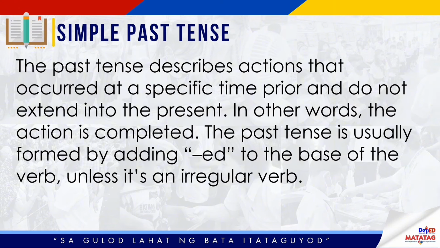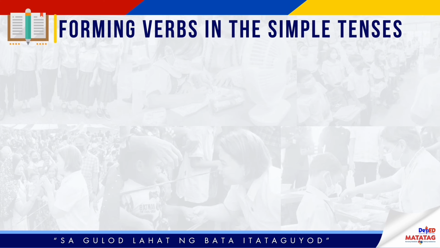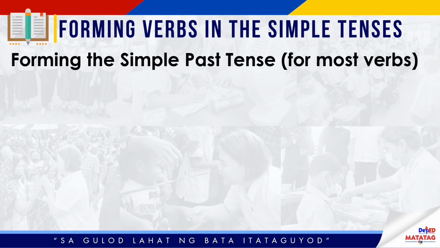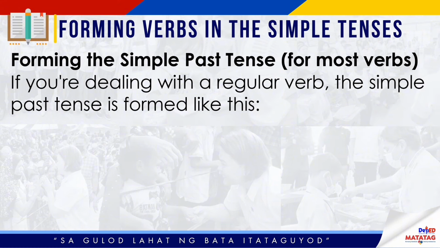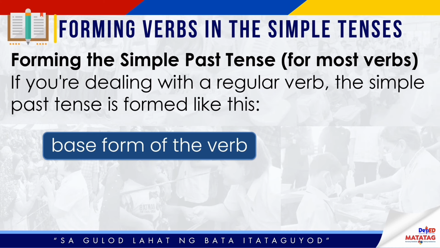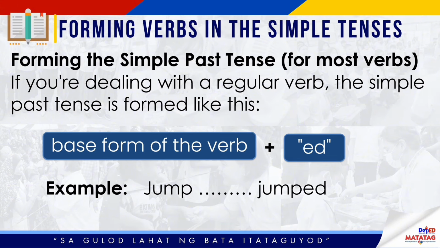Next, let us talk about the simple past tense. The past tense describes actions that occurred at a specific time prior and do not extend into the present. In other words, the action is already completed. The past tense is usually formed by adding ed to the base form of the verb, unless it is an irregular verb. But how do we form the simple past tense? If you are dealing with a regular verb, the simple past tense is formed like this. Base form of the verb plus ed. For example, jump, jumped.